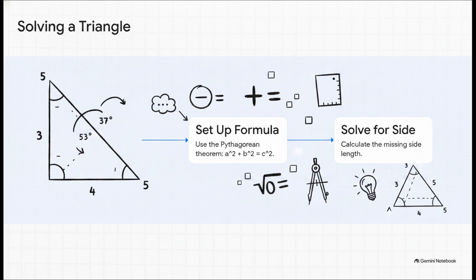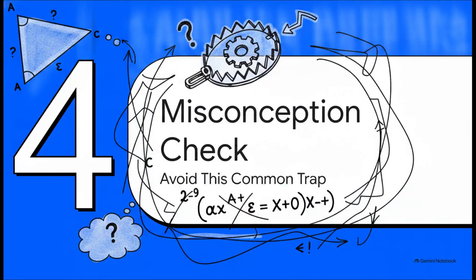We set it up as 3 squared plus b squared equals 5 squared. Well, 3 squared is 9, and 5 squared is 25. If we subtract 9 from 25, we're left with 16. Finally, step 3, the square root of 16 is 4. And just like that, side b equals 4. And our triangle is completely solved. Pretty satisfying, right? Okay, moving right along to Section 4, a quick misconception check.